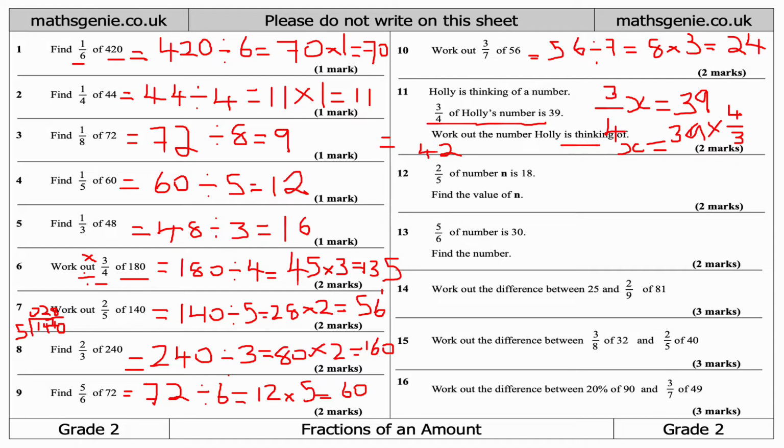Okay, and we can check our answer. Oh no, hang on a second. 52, sorry. Okay, 1/4 of 52 is 13. 13 times 3 is 39. So that does confirm my answer.